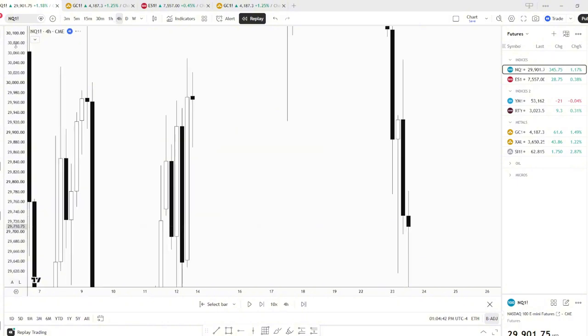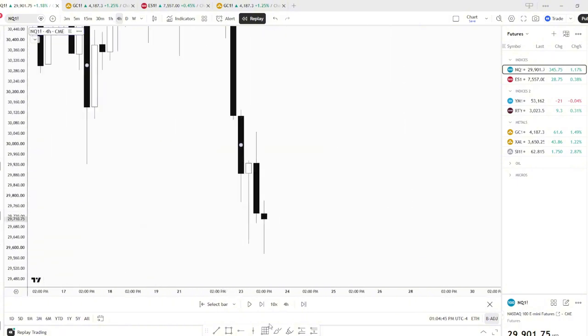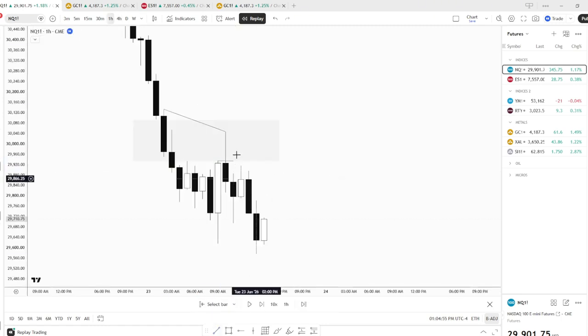Let's zoom back out and recap this. We have a 4-hour gap. We have an SMT at this gap high, and we are trading a C2 candle. Heading down to the 1 hour, we take out this candle's high with SMT at a relevant key level, and that's where you could look to position yourself.